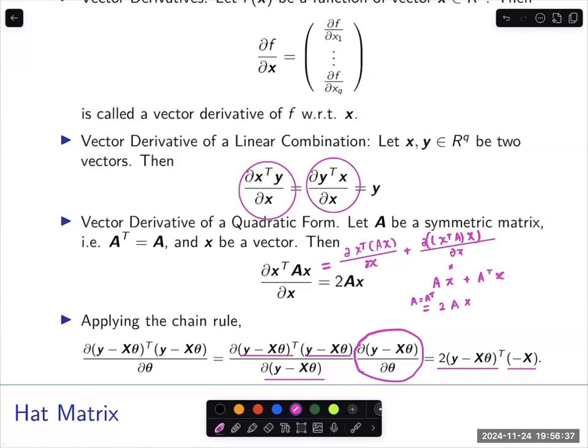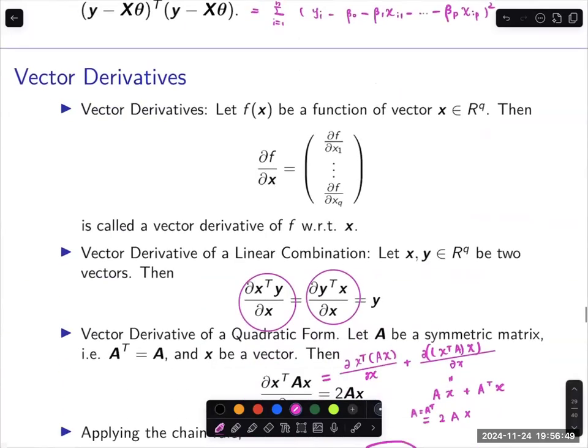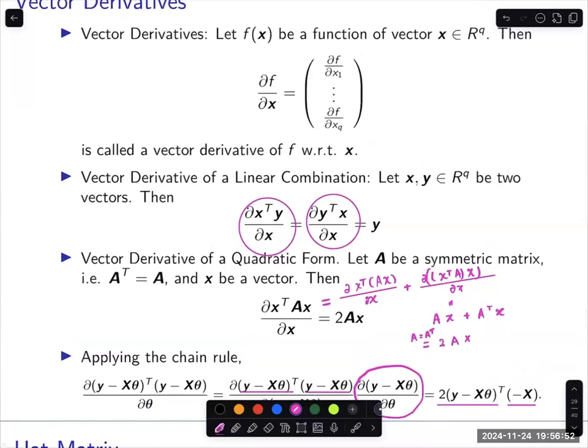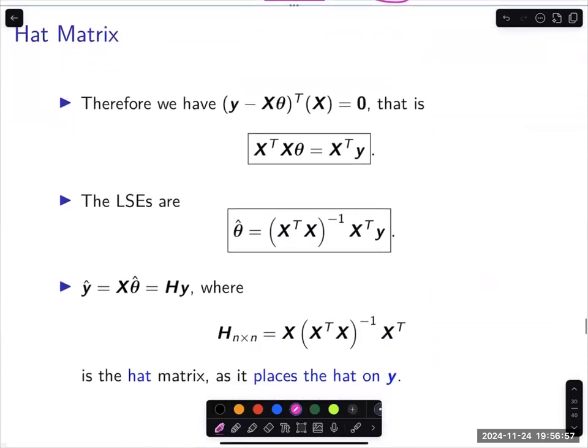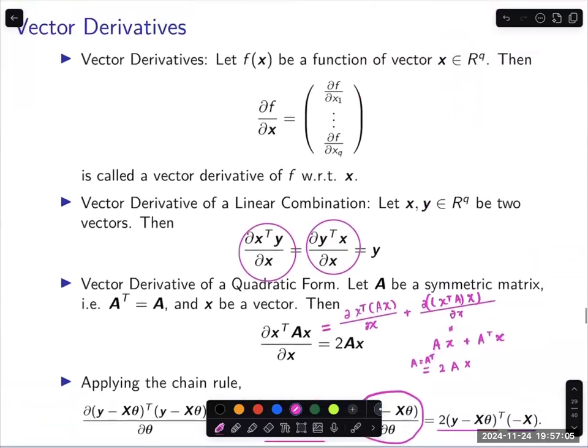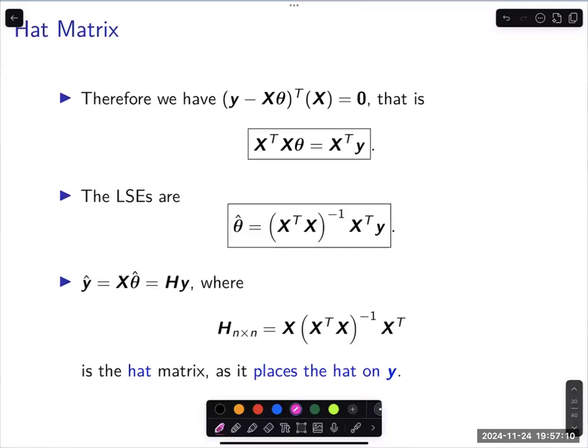And so with the chain rule, the first derivative of the mean square loss, or mean square error, is going to be 2 times y minus x theta transpose times minus x. Okay, so by setting it equal to 0, we can get the minimizer of the mean square error, and this minimizer would be our estimator, the least square estimator.